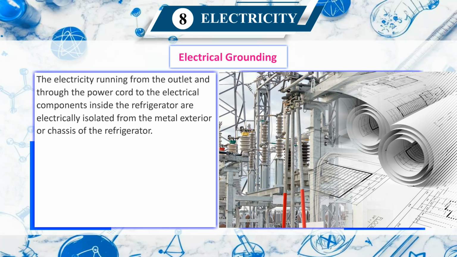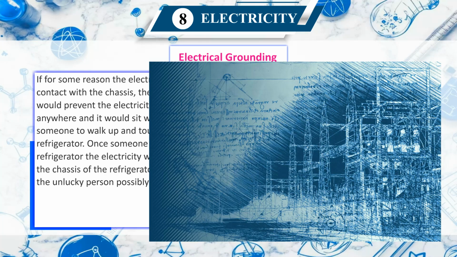The electricity runs from the outlet and through the power cord. Electrical components inside the refrigerator are electrically isolated from the metal exterior or chassis of the refrigerator. If for some reason the electricity comes in contact with the chassis, the rubber feet would prevent the electricity from going anywhere and it would sit waiting for someone to walk up and touch the refrigerator. Once someone touched the refrigerator, the electricity would flow from the chassis of the refrigerator to the unlucky person, possibly causing injury.